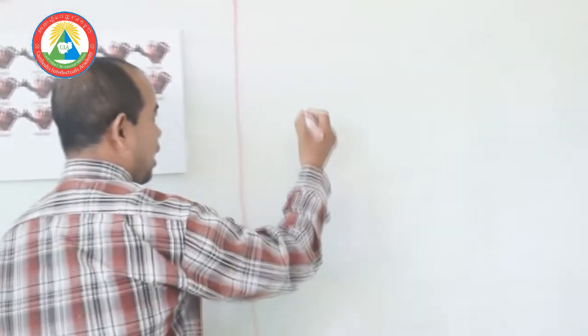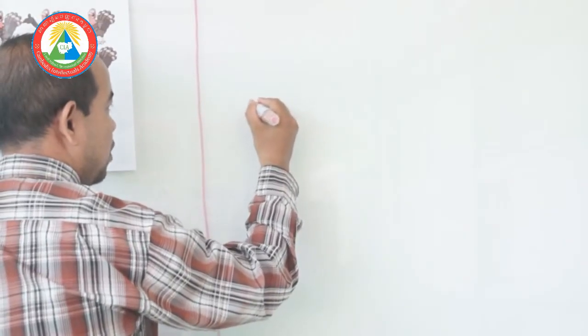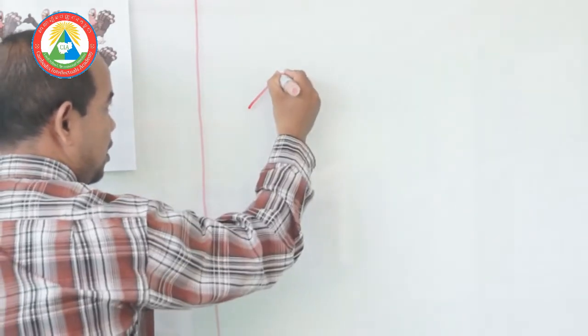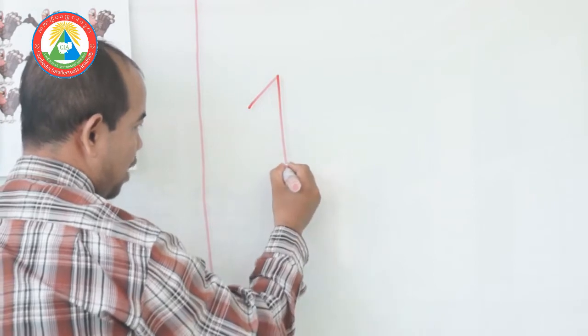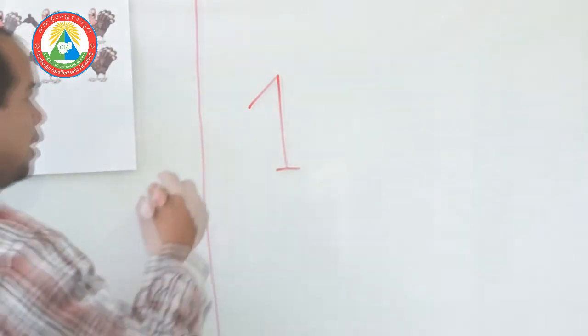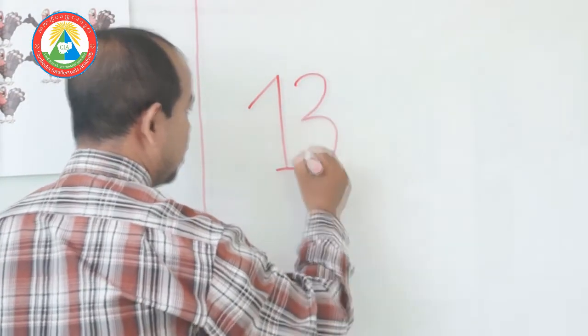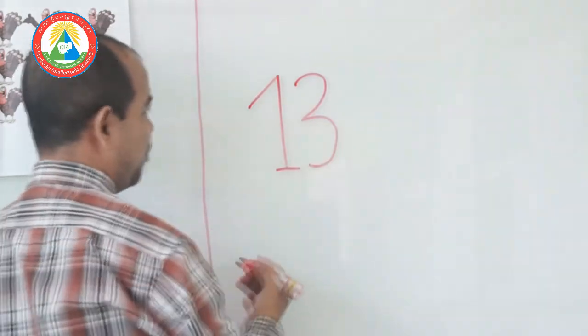So as I told you already, the first thing we have to write is number 1. Yeah, like this. Number 1. You have known how to write number 1 already. Yeah, number 1. And then we write number 3. Like this. It is not beautiful.